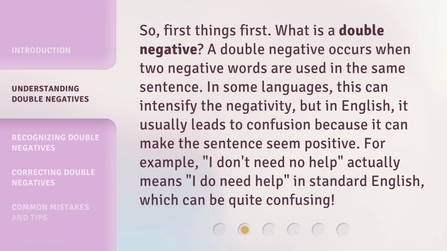So, first things first. What is a double negative? A double negative occurs when two negative words are used in the same sentence. In some languages, this can intensify the negativity, but in English, it usually leads to confusion because it can make the sentence seem positive. For example, I don't need no help actually means, I do need help, in standard English, which can be quite confusing.